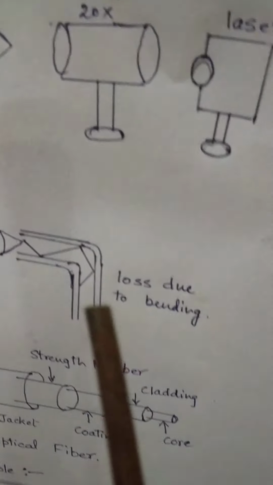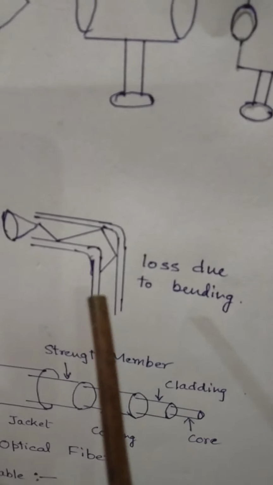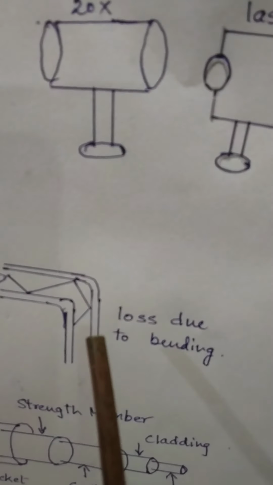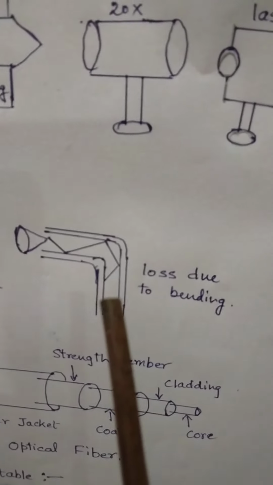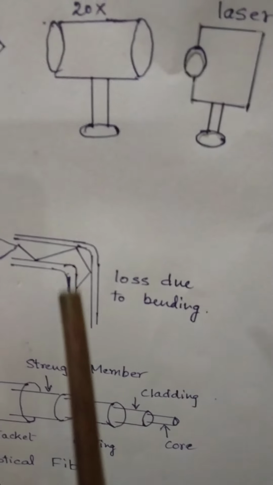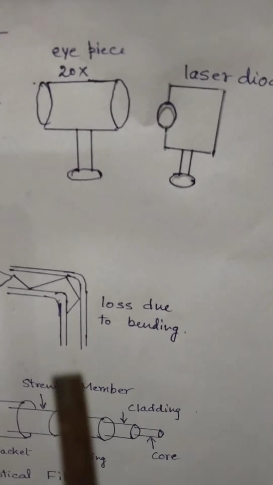So it will not allow. There will be loss in the reflection of light. Most of the light will be lost. So bending loss is more in this case, in the second case, when the curvature of bending is high.